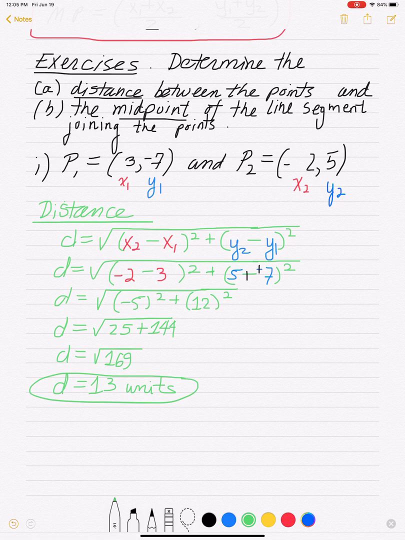So let's just draw a little picture here. Just get an idea of what's going on. So normally I won't do this, but I'll do it right now. So I go 1, 2, 3 on the x-axis, and 1, 2, 3, 4, 5, 6, 7 negative on the, what is that axis called? The y-axis. This is your first point right here. And your second point is -2, 5. So you're going to go -2 on the x, and 5, 1, 2, 3, 4, 5, on the y, and plot your second point. Point 2.